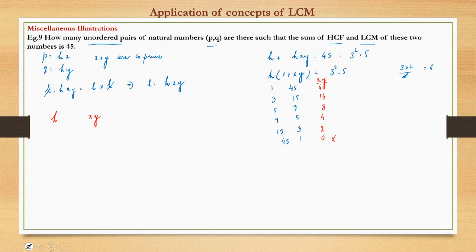So what we'll do, we'll take different cases. Case 1, when xy is equal to, sorry, this is 44. xy is equal to 44, which can be written as 2 square into 11. And we know x and y are co-prime.